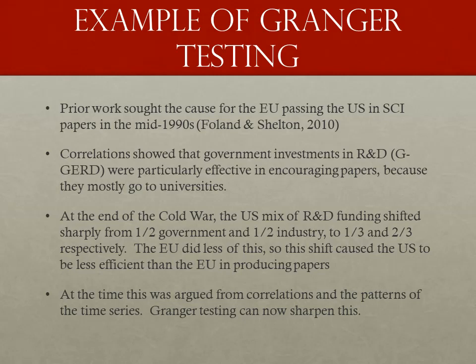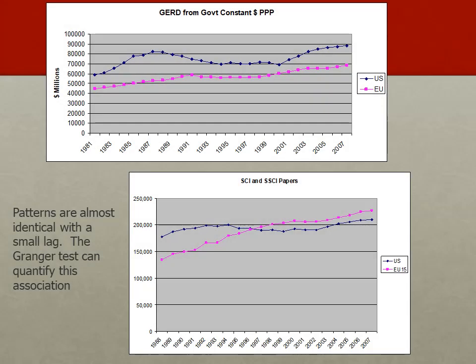Now, let's apply Granger testing to this to try to sharpen this conclusion and to illustrate Granger testing. Here's some time series that makes this easy to visualize. On top, you have what might be the cause of these trends. GERD is government and private sector research and development funding. This particular curve is just the government component. The black curve is the United States and the pink curve is the European Union.